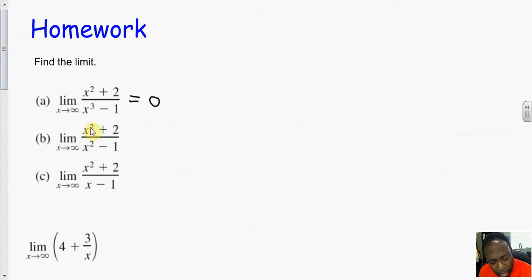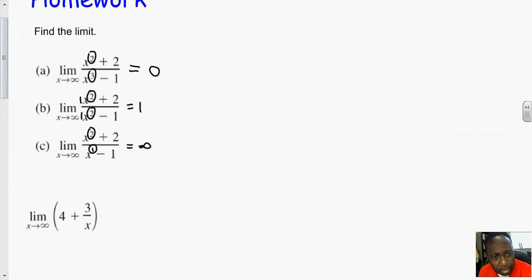If the degree of the numerator is the same as the degree of the denominator, then the horizontal asymptote, or the limit, is equal to the ratio of the leading coefficients. 1 divided by 1 is 1. If the degree of the numerator is greater than the degree of the denominator, then your limit here is infinity. That is, the limit does not exist.